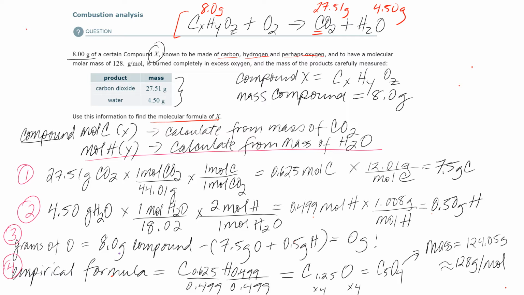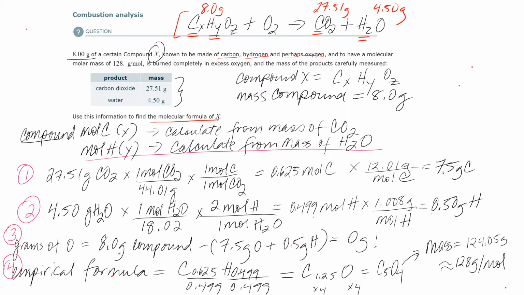So the key to solving this problem is recognizing that the carbon that comes out in CO2 must have originated from the carbon that was burned. At the same time, the hydrogen that shows up in the water product must be equal to the hydrogen that was burned. So we're going to use that concept to calculate the moles of carbon and hydrogen, which in turn will illuminate the empirical formula of this compound.